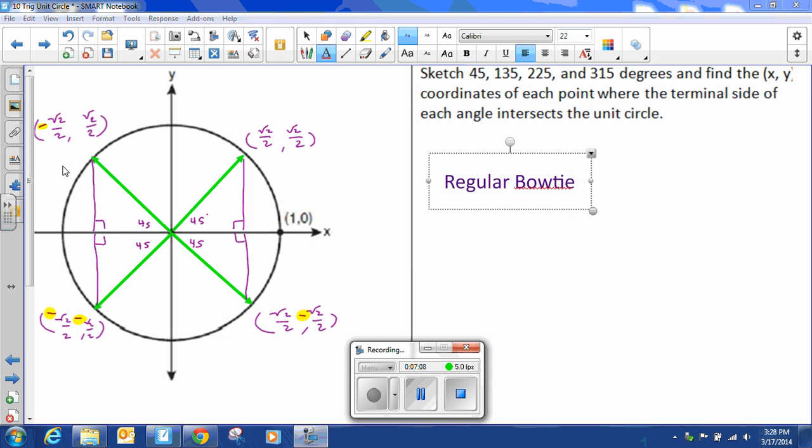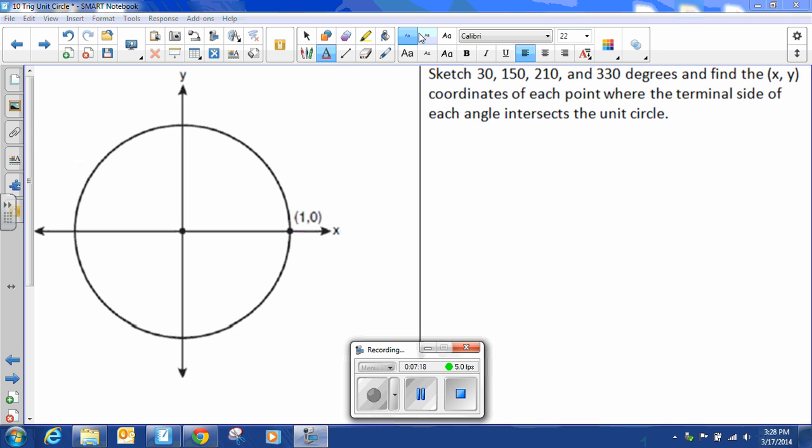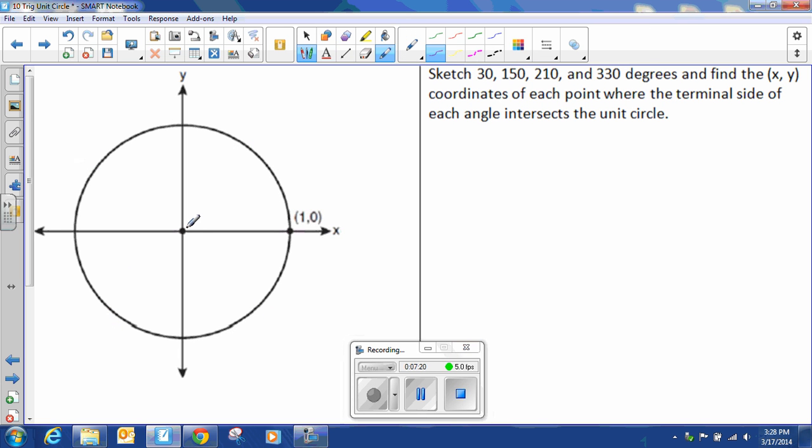And here, it's an interesting shape. It's easy to memorize this because it looks like a bow tie. So this is our regular bow tie because it's 45 degrees. Now here we need to sketch 30 degrees. So 30 degrees is going to be about a third of the way through. That's 30. Drop this down, that's 90, this is 60. So now we have a 30, 60, 90 triangle.